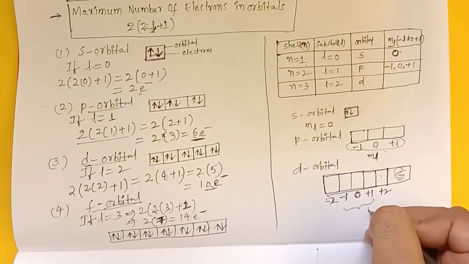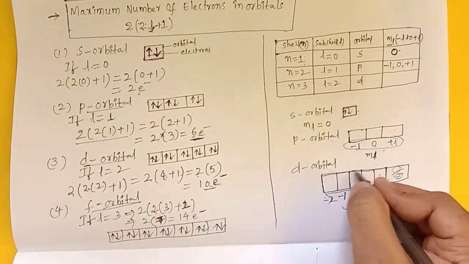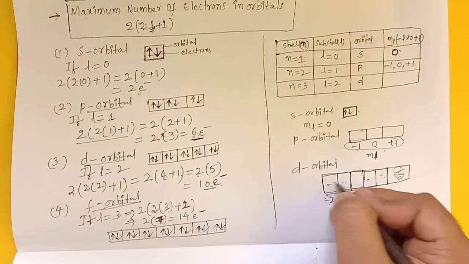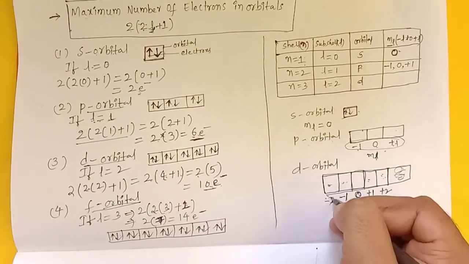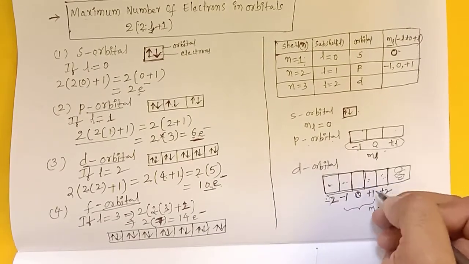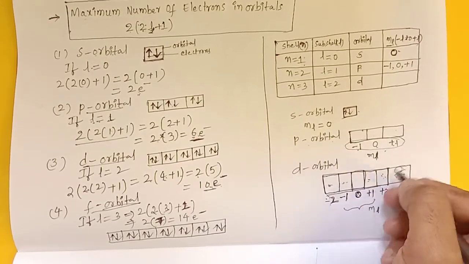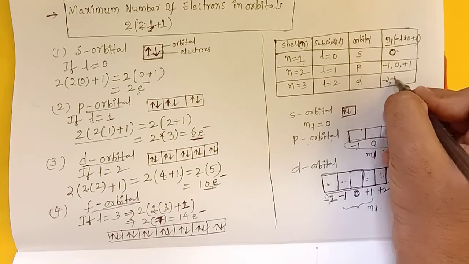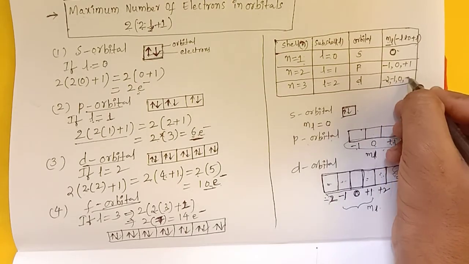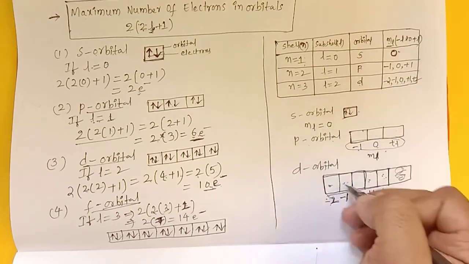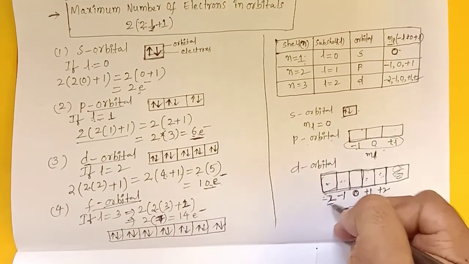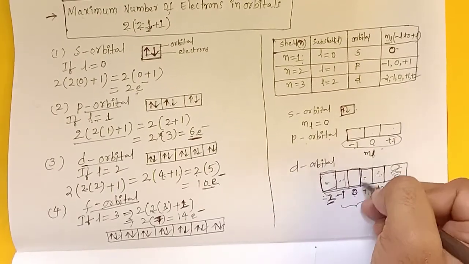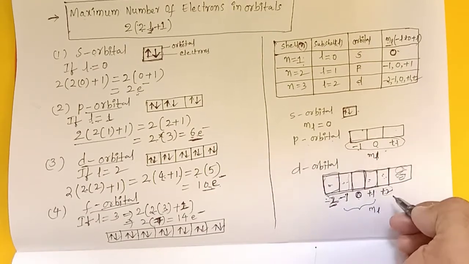So each box is considered as an ml value. The middle box is considered as 0, and on the two boxes on the right we have to take positive values. On the two boxes on the left you have to take negative values, minus 1, minus 2. So what are the ml values for the d orbital? Minus 2, minus 1, middle value 0, plus 1 and plus 2. The first orbital is taken as minus 2, the second orbital as minus 1, the middle 0, and this one plus 1 and this one plus 2. These are the ml values.